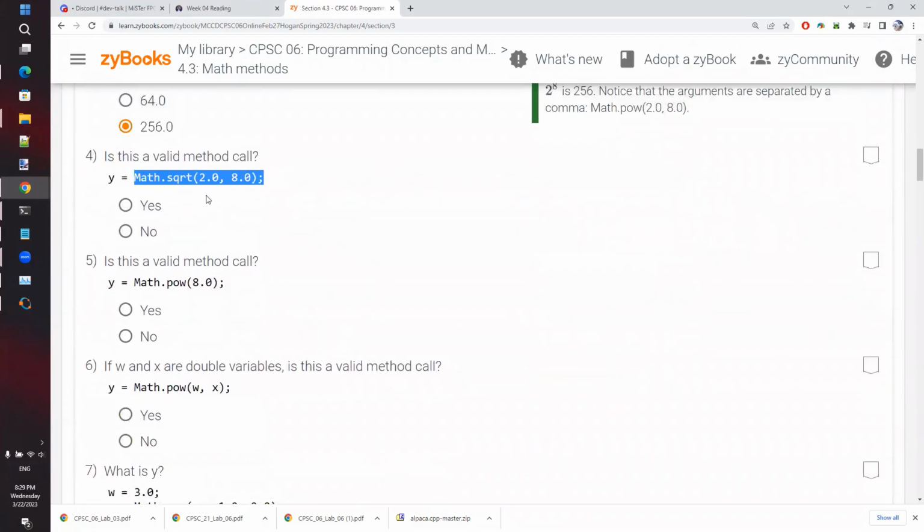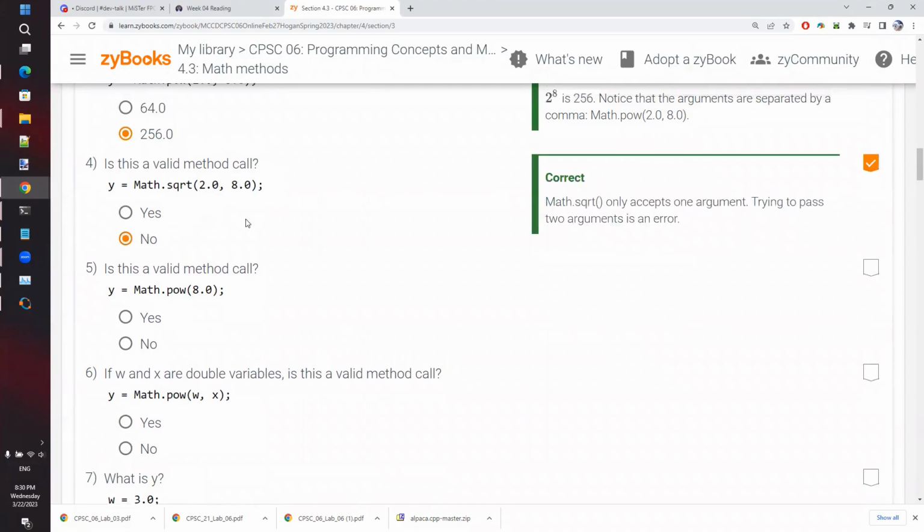Is this valid? Math.sqrt(2, 8)? No, right? This is not valid. You take the square root of one number. You don't take the square root of two numbers. So this doesn't make sense.